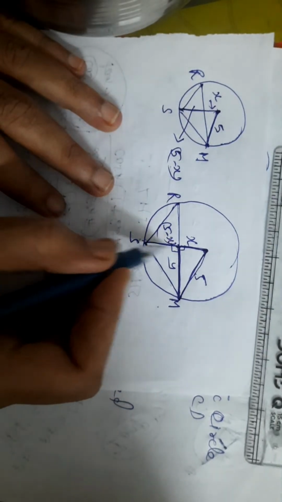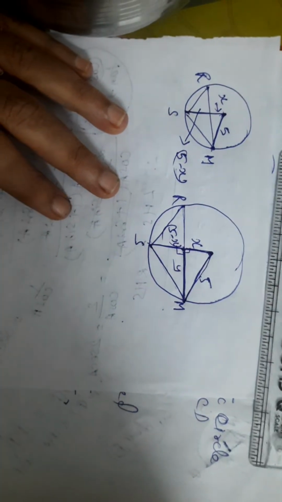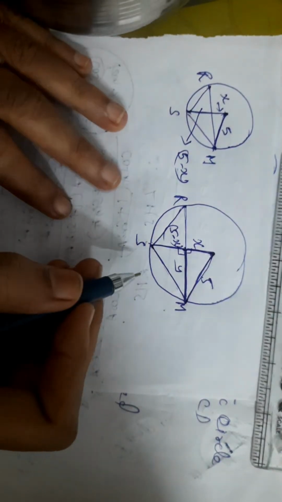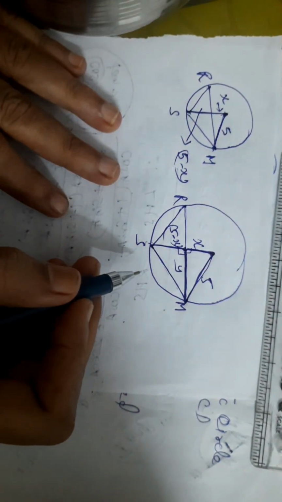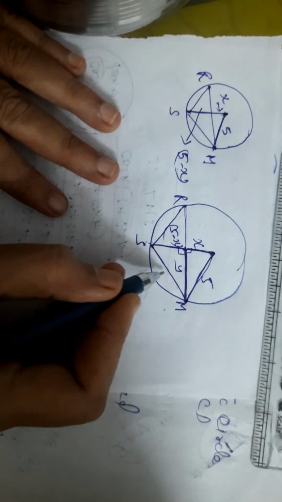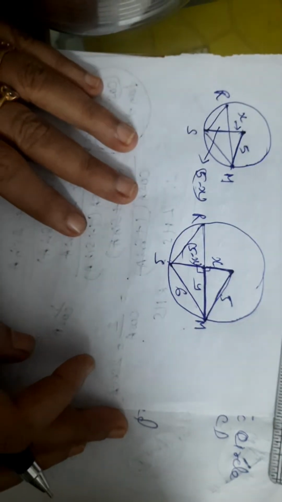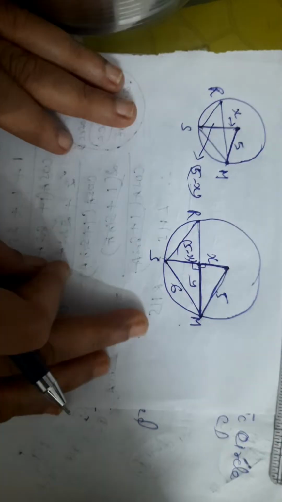Radius is 5 minus x. So let's start out with the... okay, one more point is given here. Distance between Salma and Mandeep is 6. So this is also given 6. So let's start out with the two right angle triangles if you understood the figure.